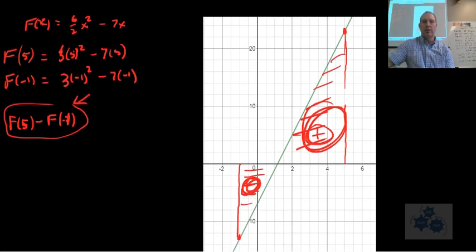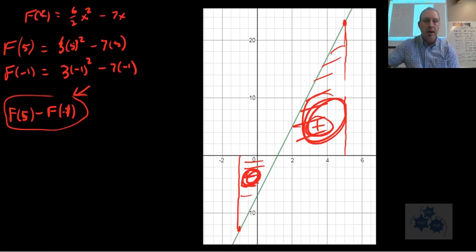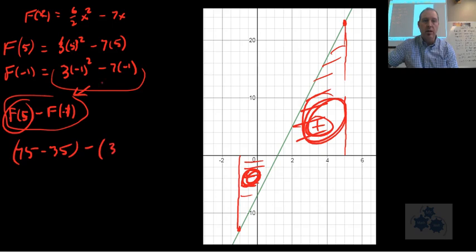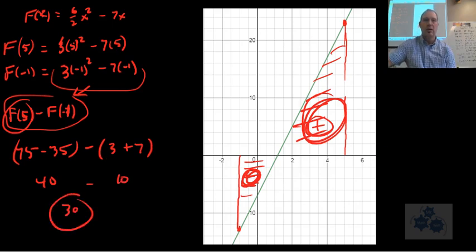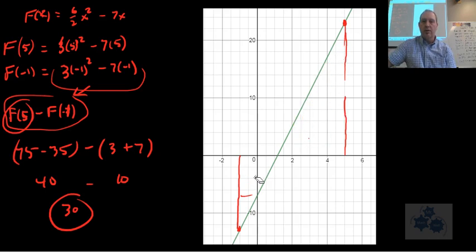And so that's going to end up being 3 times 25, which is 75, minus 35. That's what this is. And then this one here is going to be minus, so that's going to be 3 plus 7. So that's 40 minus 10, which is 30. Looks like that's 30.